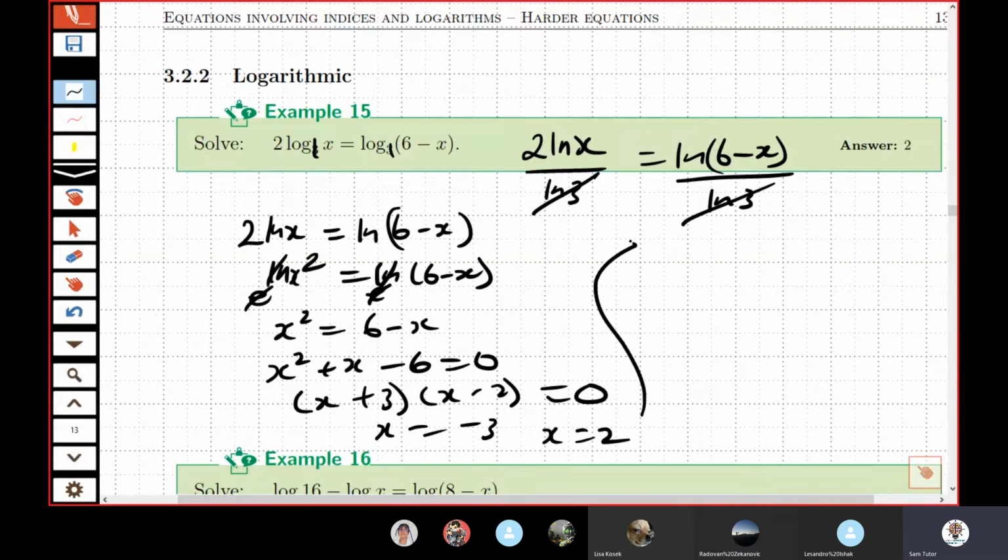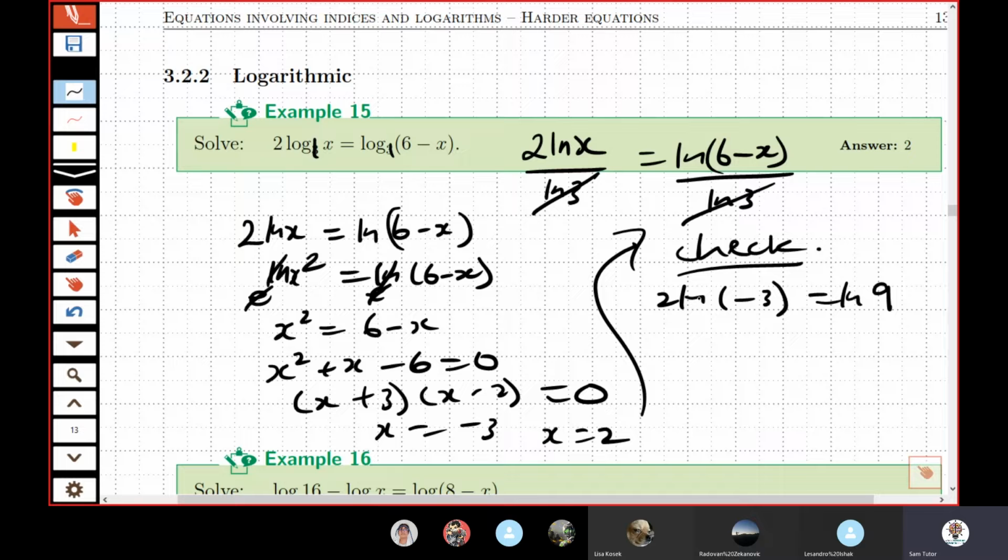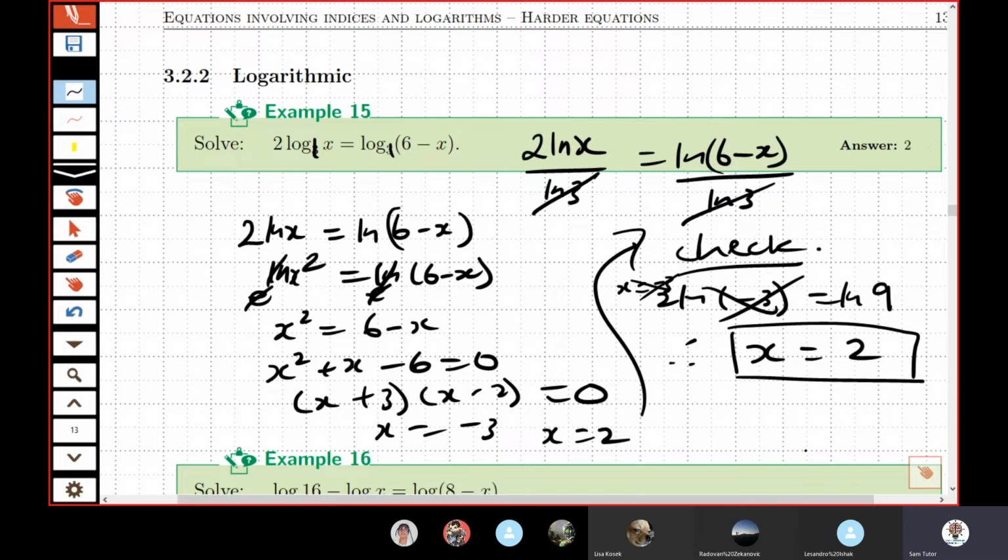Then we have to check. Check means sub each one in. When you sub in 2 log -3, log -3 will give you a math error. So x equals -3 won't work. Therefore, the only answer is going to be x equals 2. That will work. 6 take away 2 is 4. I can see it working. So your only answer is going to be x equals 2. You've got to check with logs because they're not perfect. You can't log negative numbers.